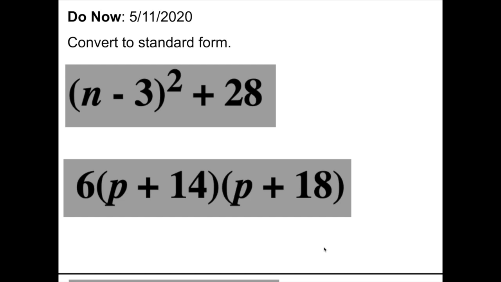This is Mr. Murray, and I'm coming to you with a little problem here on converting to standard form. So there's two things I need you to convert. The first thing is written in what we call vertex form, and the second is what we call factored or intercept form. So again, this is in vertex, this is in intercepts.